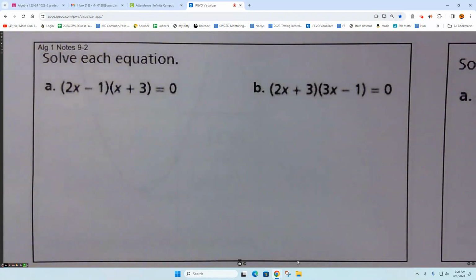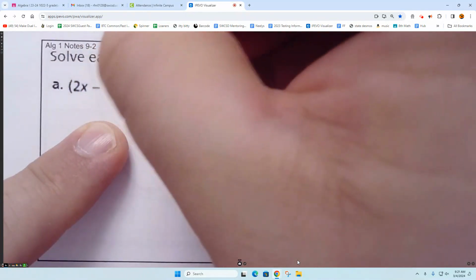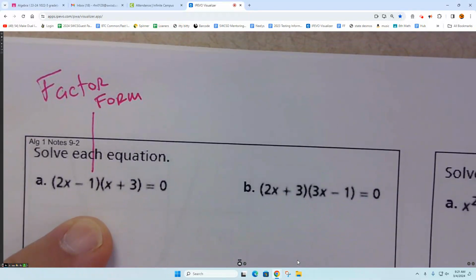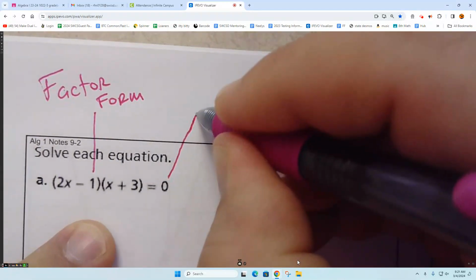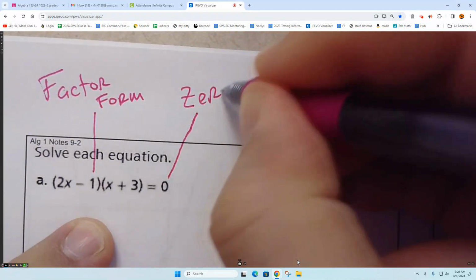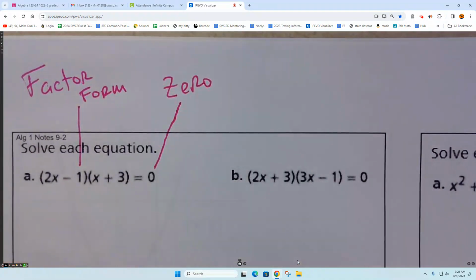First thing I want you to notice is, what form are these written in? This first question. Factored. Okay, so this is in factored form. The other thing I need you to notice is that it equals what? Zero. Zero has special powers. Okay, it's got to equal zero.